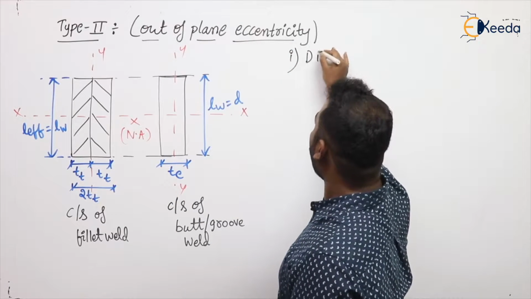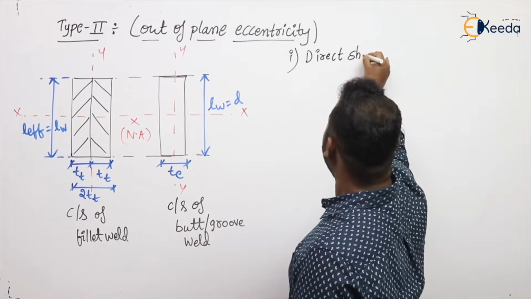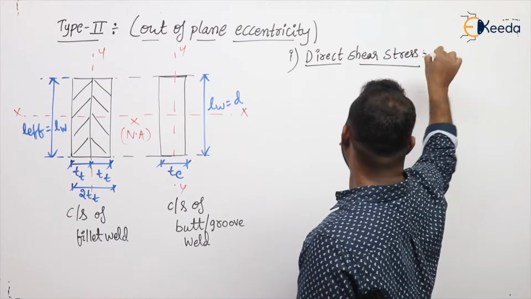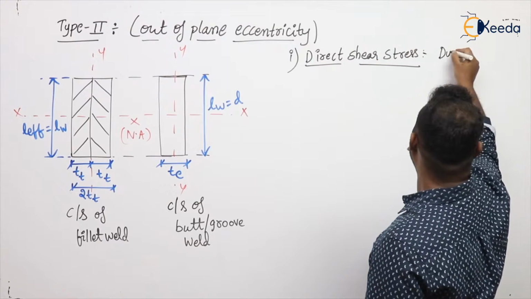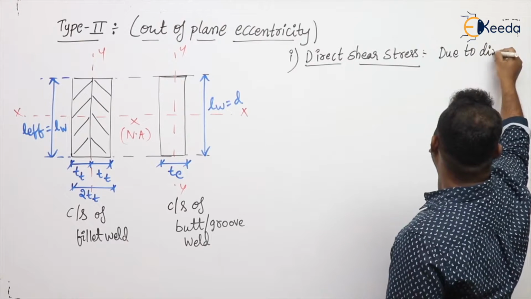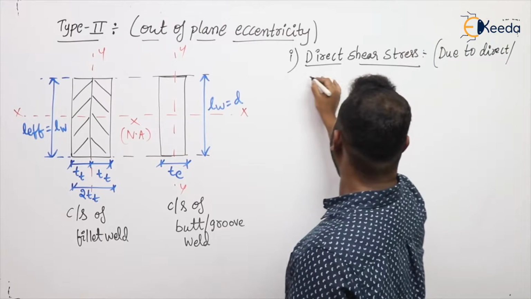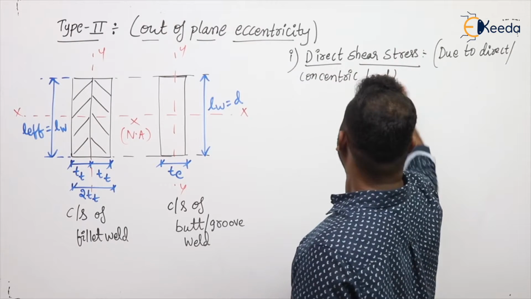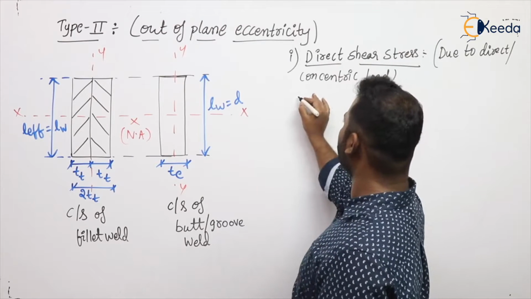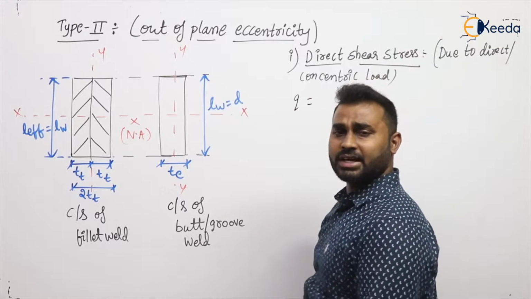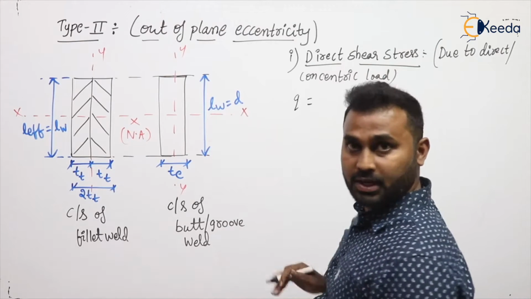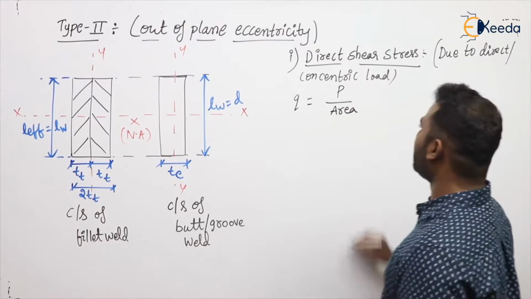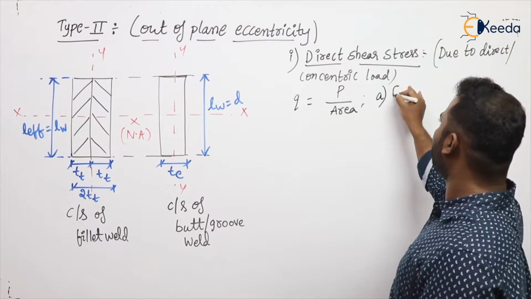Now direct shear stress. As we know, this direct shear stress is due to direct load or concentric load. Is that clear? So let us represent this direct shear stress with Q. So this direct shear stress is nothing but load upon area. Clear?